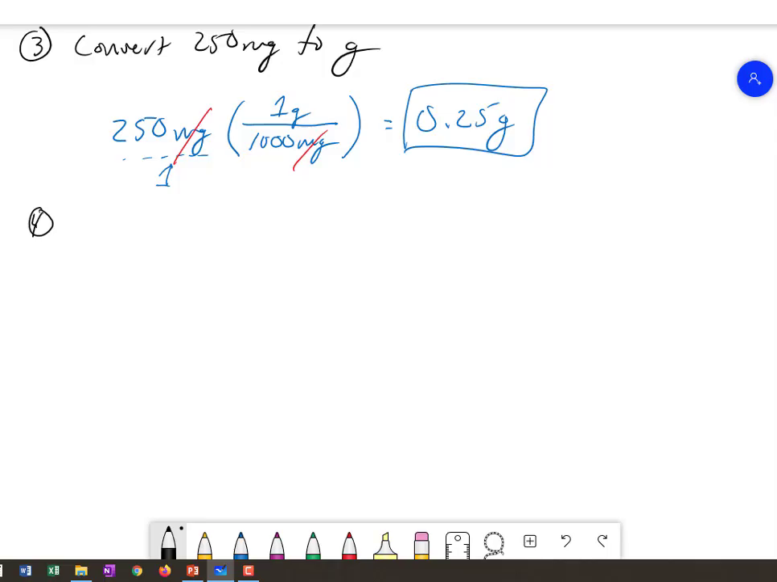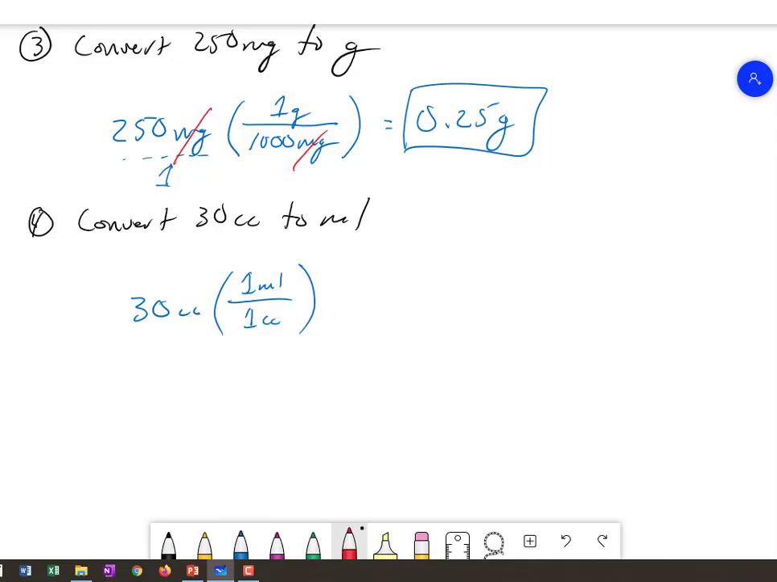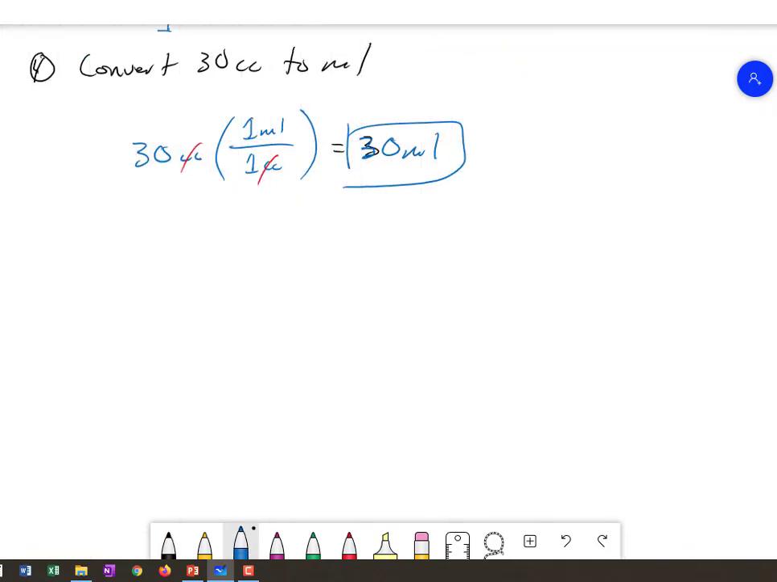Number 4 is convert 30 cc's to mils. To do this, we start off with our 30 cc's. Very easy conversion here. So we know that 1 milliliter is equal to 1 cubic centimeter, so that allows cross cancellation here. Our answer is now in milliliters, which is what we want. So we just multiply it through, and you get 30 milliliters.